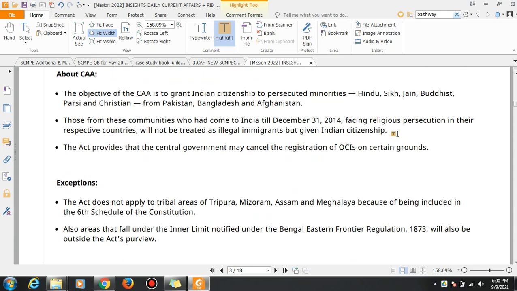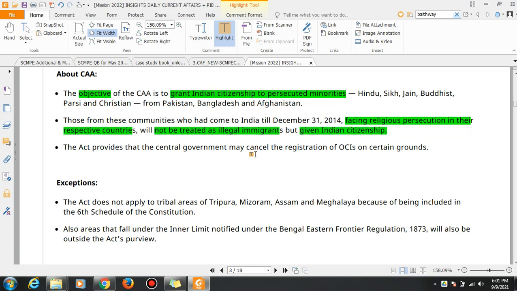What is the CAA about? The objective of the CAA is to grant Indian citizenship to persecuted minorities like Hindus, Sikhs, Jains, Buddhists, Parsis, and Christians from Pakistan, Bangladesh and Afghanistan. Those from these communities who had come to India till December 31, 2014, facing religious persecution in their respective countries, will not be treated as illegal immigrants but given Indian citizenship. The act provided that the central government can cancel the registration of the OCI on certain grounds.